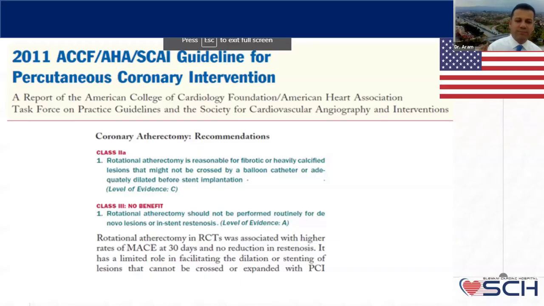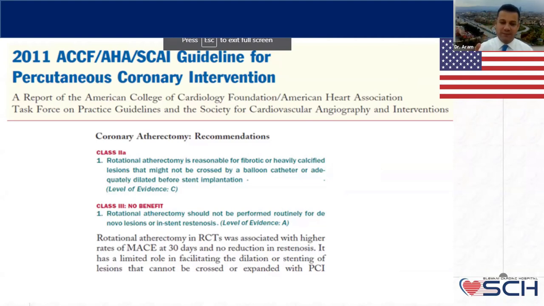So where is the position of the rotablator in the guidelines? This is the American guideline, dating back 10 years. At that time, according to American guidelines, it is class 2 indication. It's indicated for fibrotic or heavily calcified lesions that might not be crossed by a balloon catheter or adequately dilated before stent implantation. The level of evidence is C.